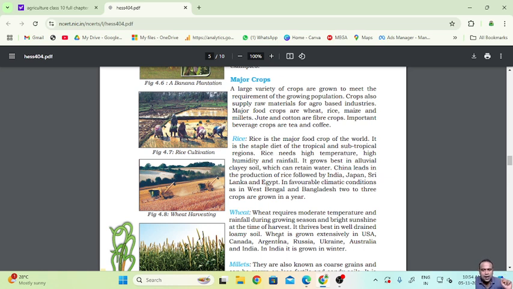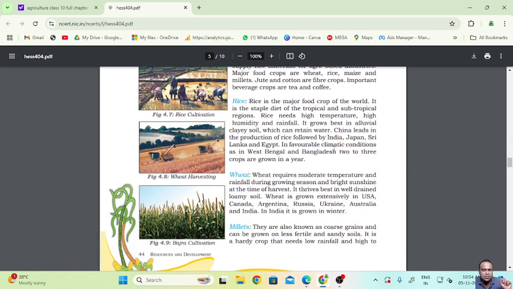Rice. Rice is the major food crop of the world. It is the staple diet of the tropical and subtropical regions. Rice needs high temperature, high humidity, and rainfall. It grows best in alluvial clay soil, which can retain water. China leads in the production of rice, followed by India, Japan, Sri Lanka, and Egypt. In favorable climate conditions, as in West Bengal and Bangladesh, 2 to 3 crops are grown in a year.